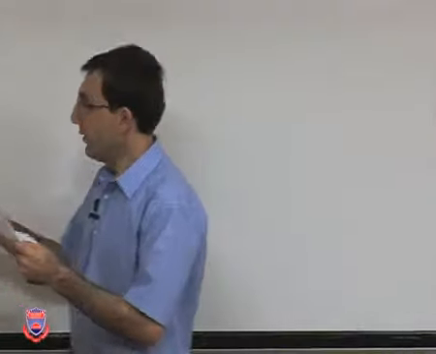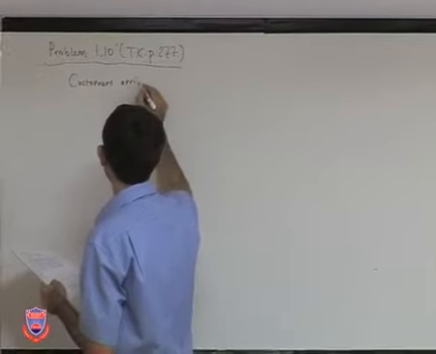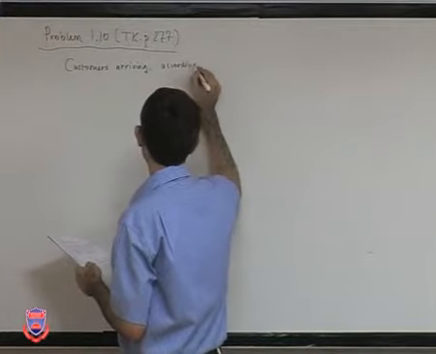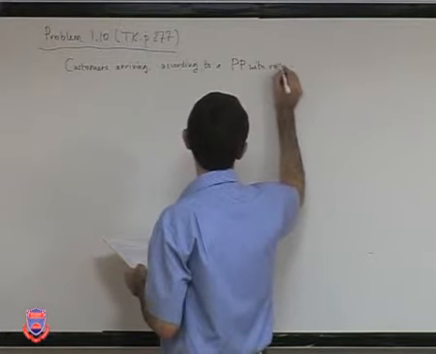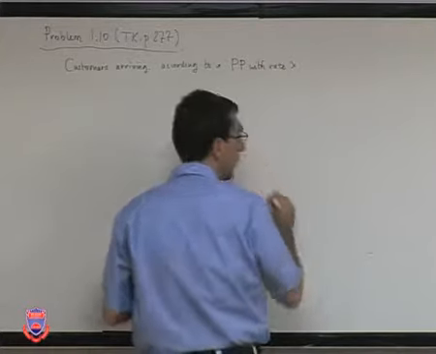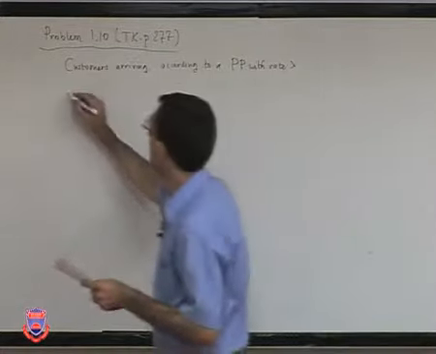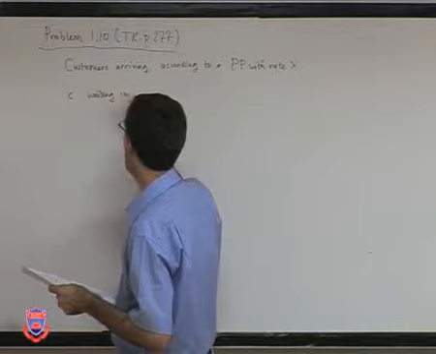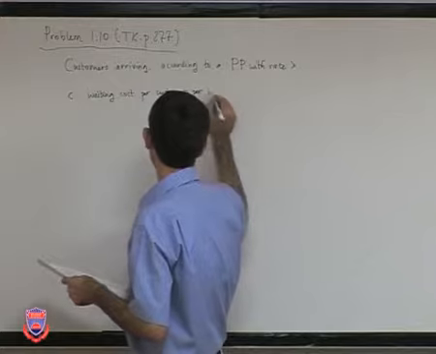Okay, so we have customers arriving to a facility according to a Poisson process with rate lambda, or equivalently intensity lambda times t. Okay, and there is a waiting cost c, right? So this is waiting cost per customer per time unit.